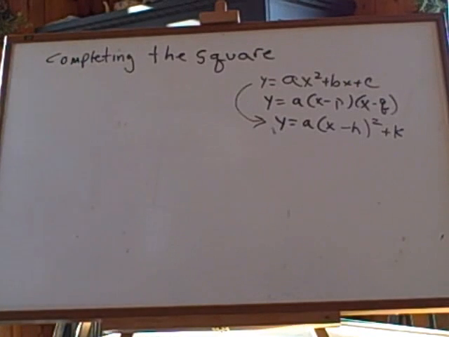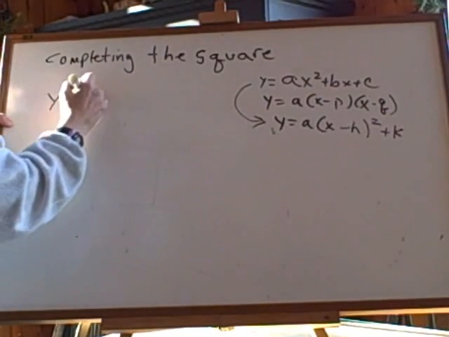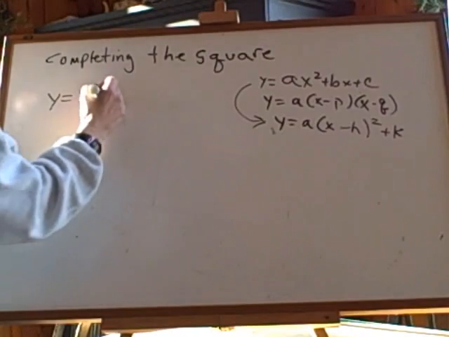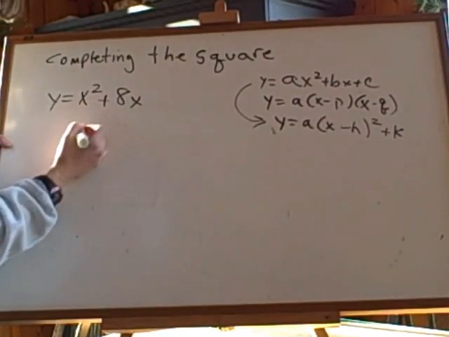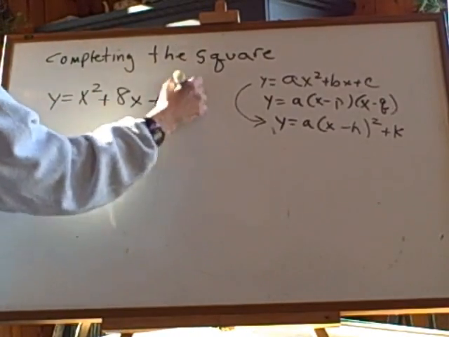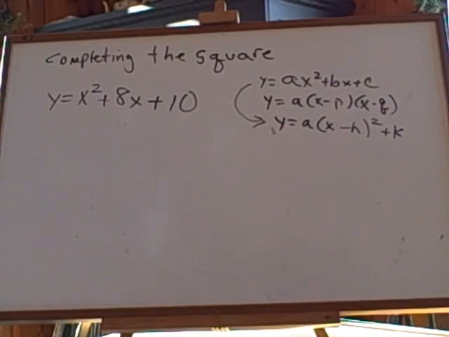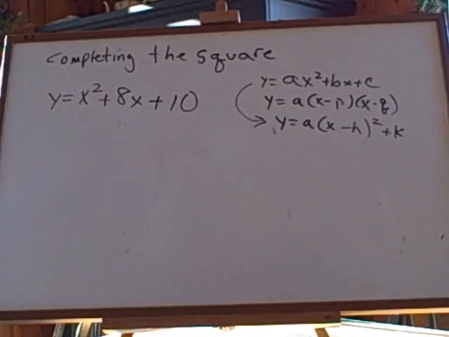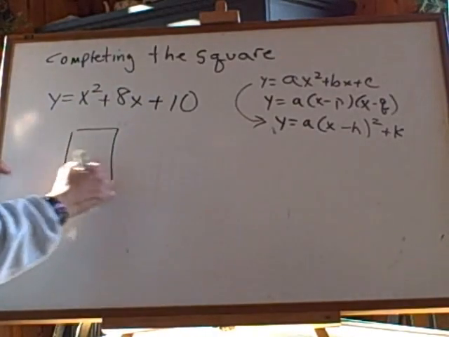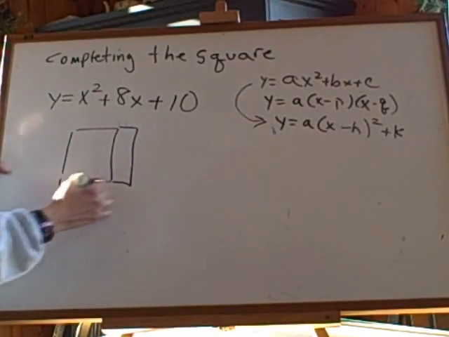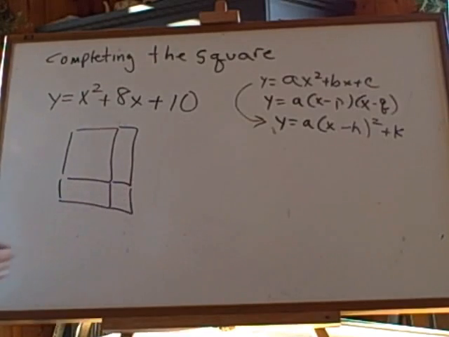So first things first, let's just jump in. We're going to start with the example on page 1. We're looking at y equals x squared plus 8x plus 10. Now, some of you have never used algebra tiles, but you're going to see these little pictures in your book, and I'm going to tell you what that is. You're going to see something like this.